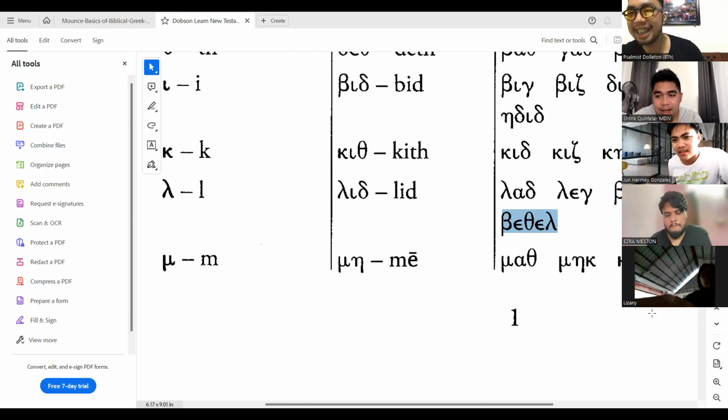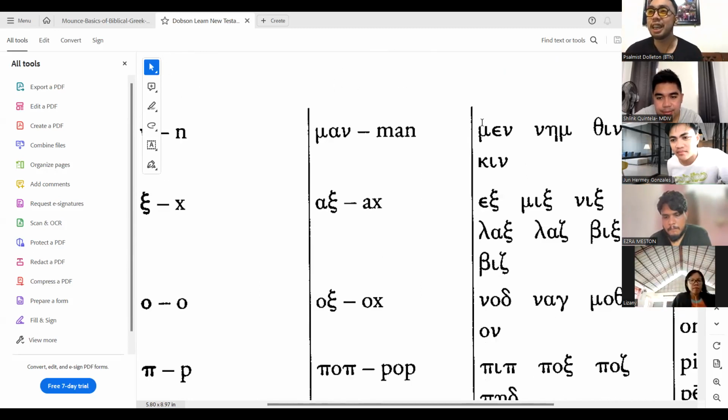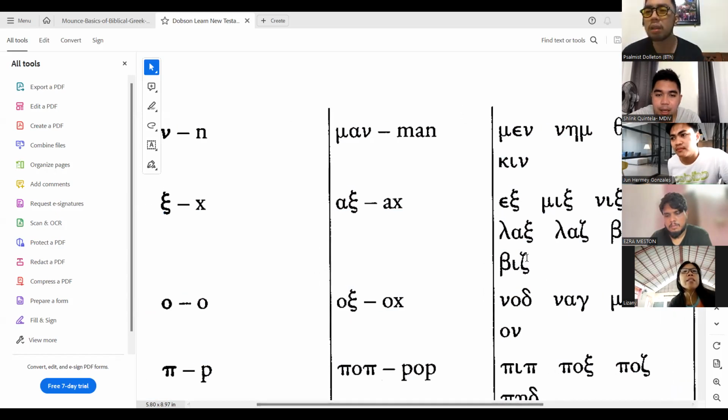Camel. It's a camel. What else? Men. And nandiyan yung cheat, ito man. Cheat. And then name. What's your name? And then thin. Keen. And then, of course, there. X. Mix.